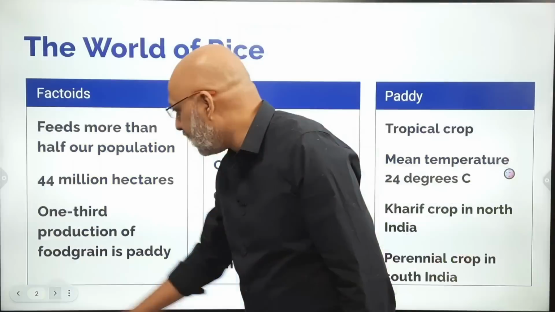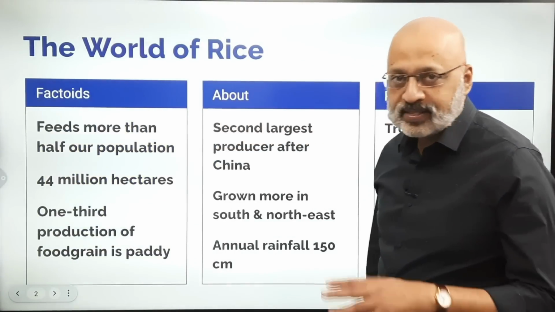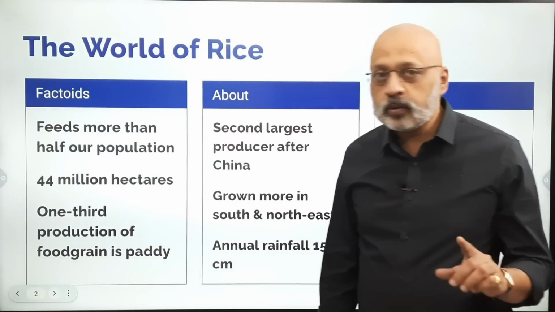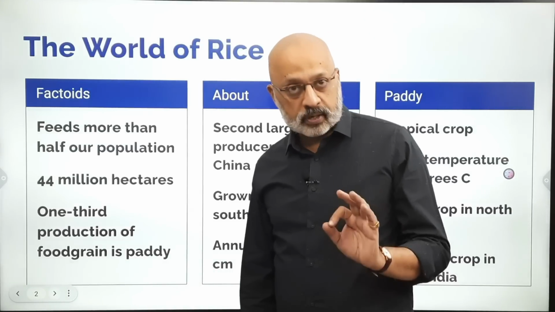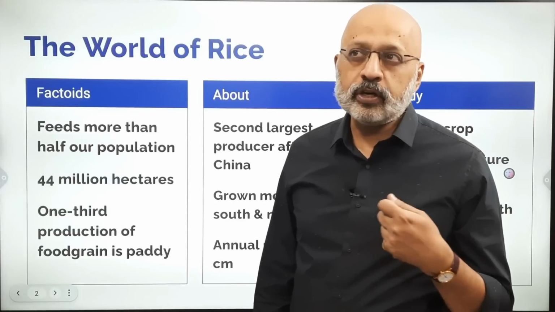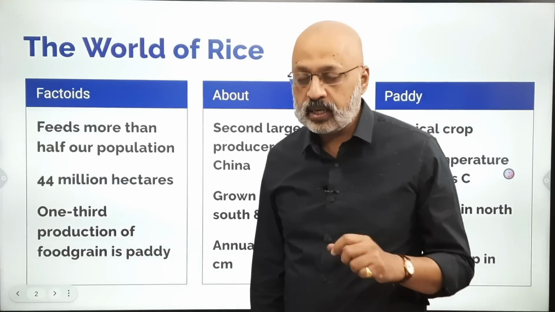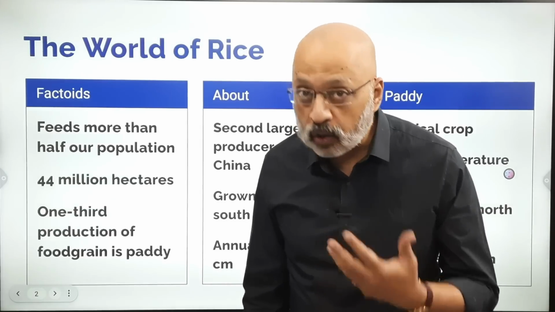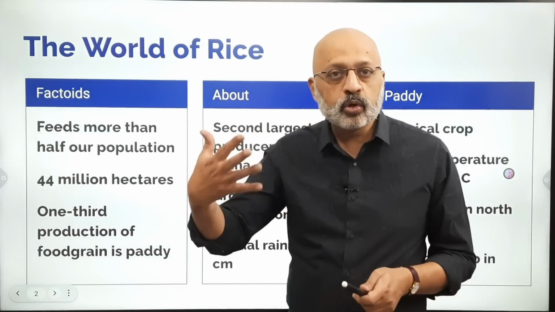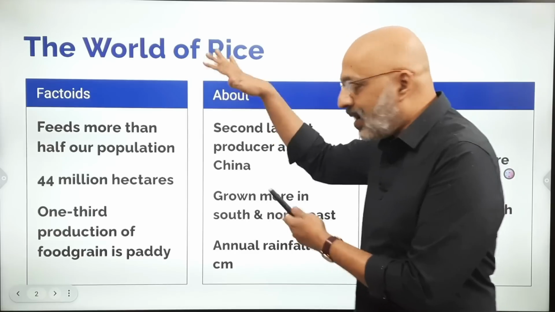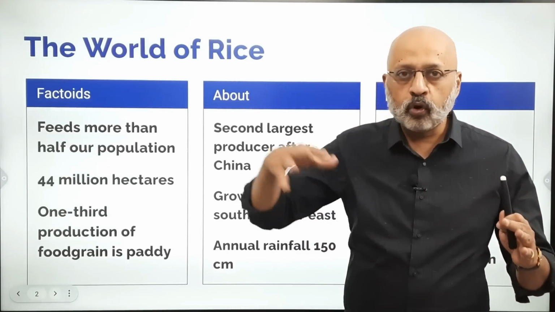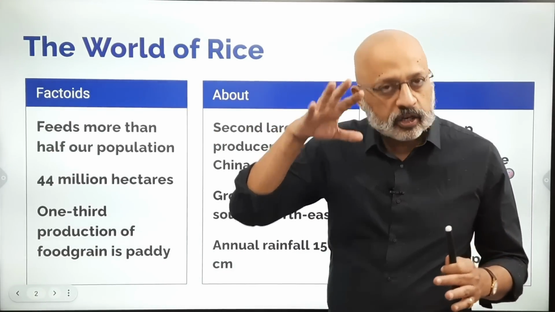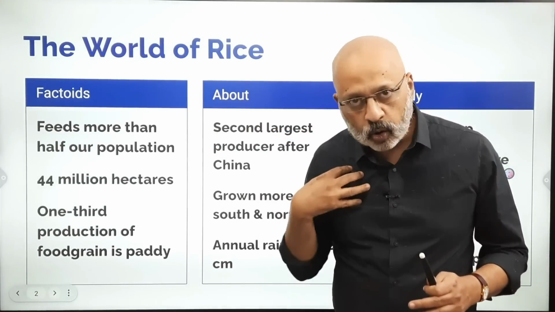Now the world of rice, and this one, let me warn you, has a lot of detail to remember. Rice in particular, and to an extent even sugarcane, cotton and tea. Now you would need to remember a lot of details. So the way to do it, of course, is to understand from here, look at the notes, keep your book. The notes are largely from Morning Star, plus my own research.